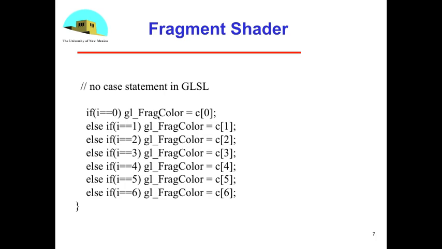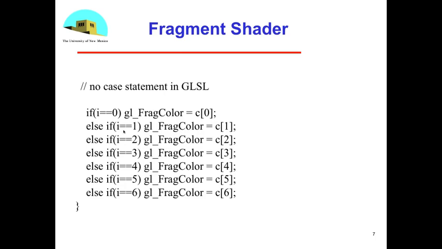So if it's 0, I use the fragment color. If it's 1, I use color 1, which is red, 2 green, and so on. So it's a pretty simple fragment shader. This kind of construct is there because I don't have a case statement, but it's pretty inefficient if you're doing a more complex example.